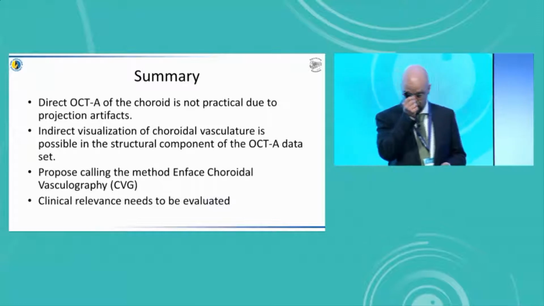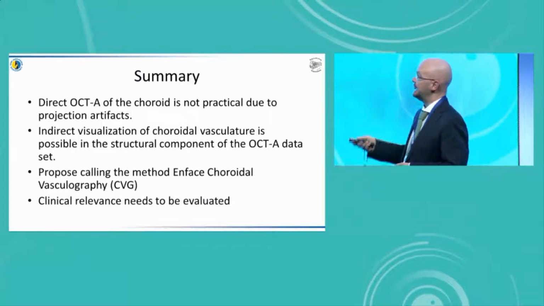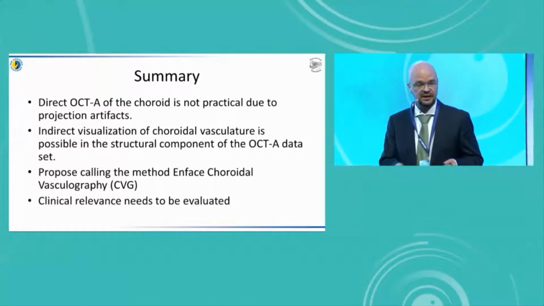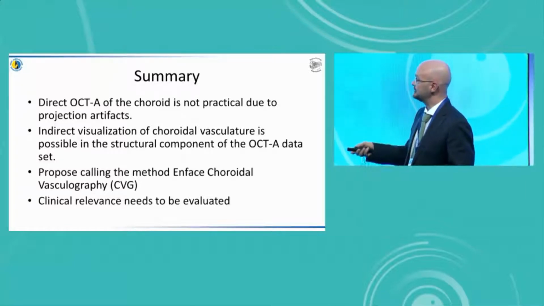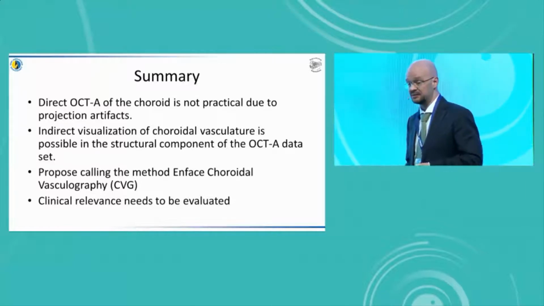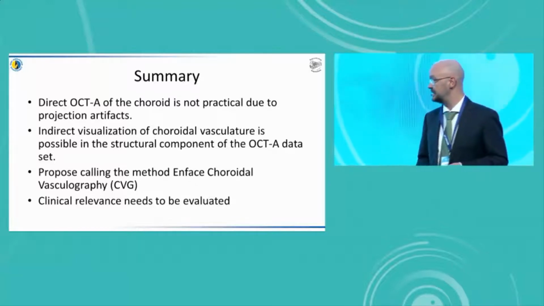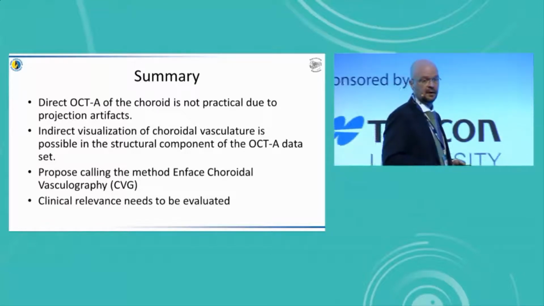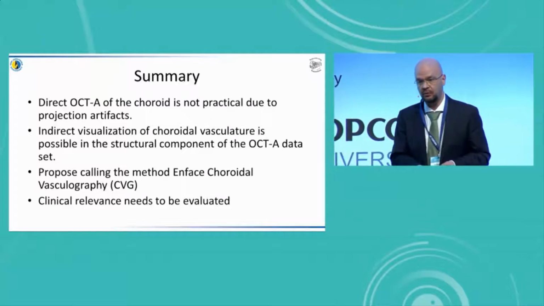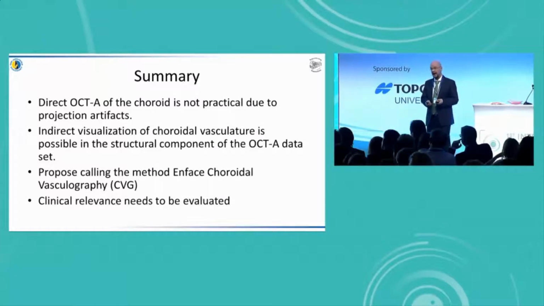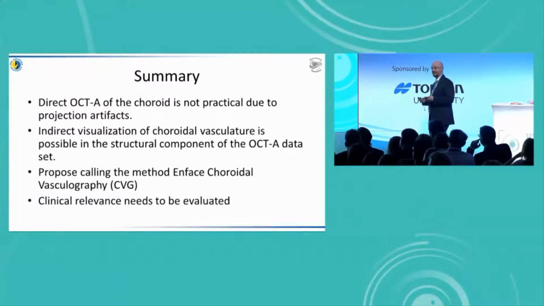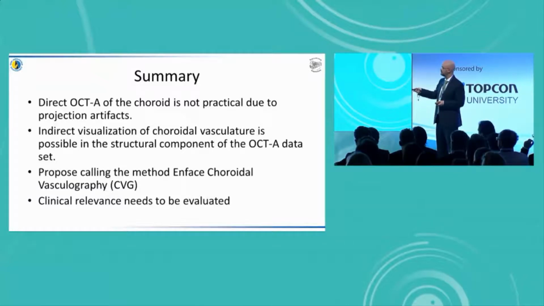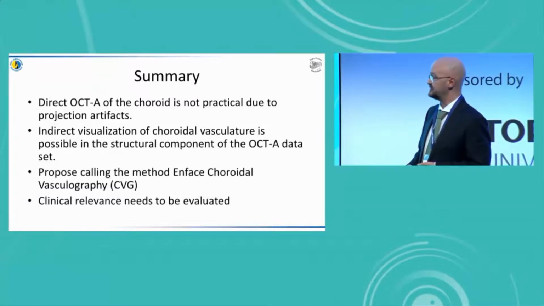So to sum up, a direct OCT-A of the choroid is not practical due to all of the projection artifacts. It just can't really be done at this point in time. Indirect visualization of the choroidal vasculature is possible in the structural component of the OCT data set. But since this is not OCT-A, since it's not showing flow, it's showing just the structure, I suggest that we don't call it OCT-A of the choroid because it's misleading. So I propose that we call this Enface choroidal vasculography, or CVG.